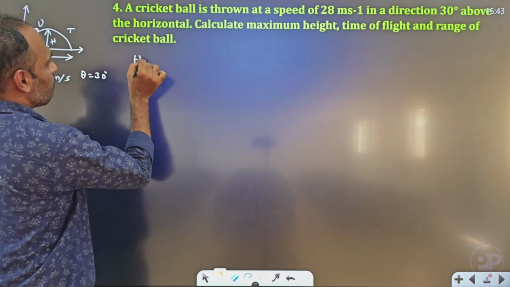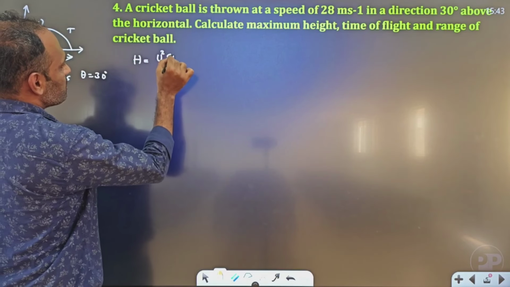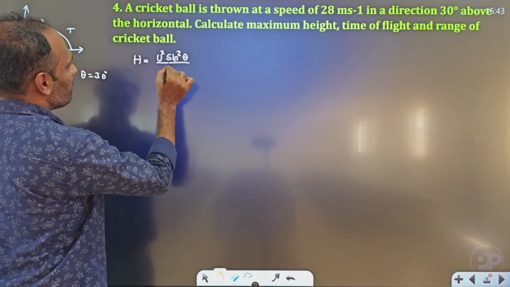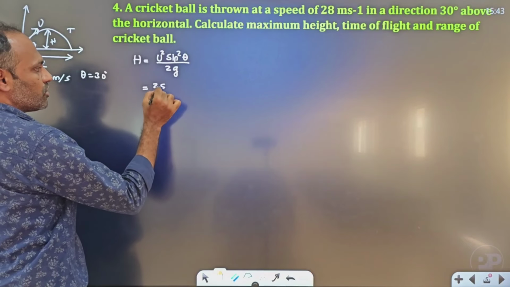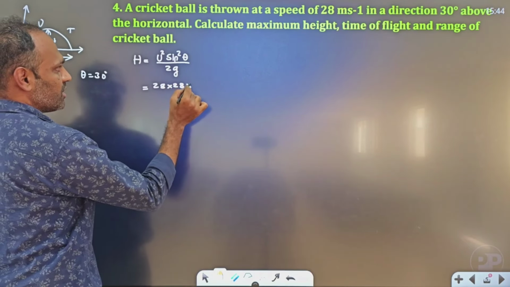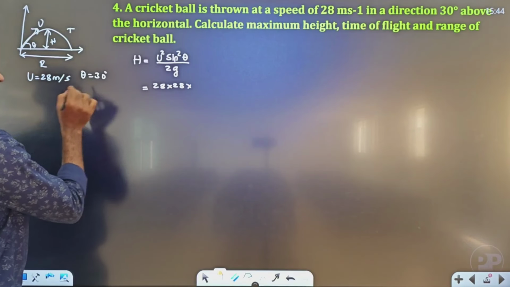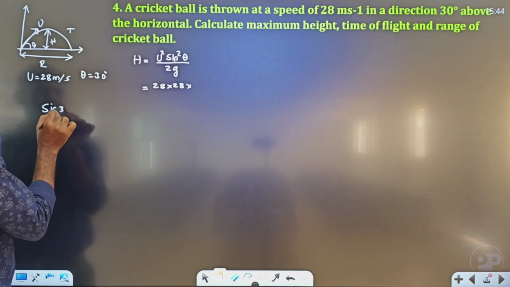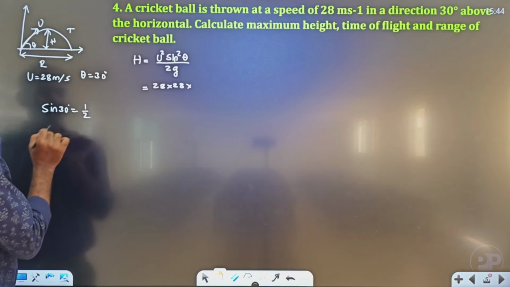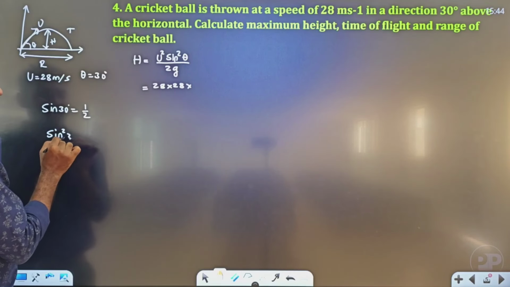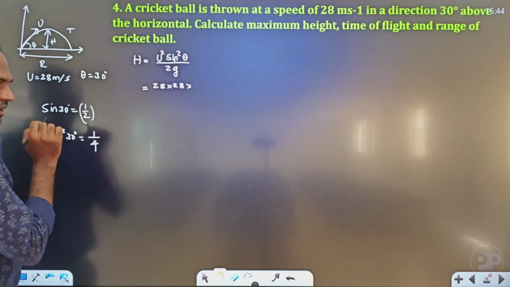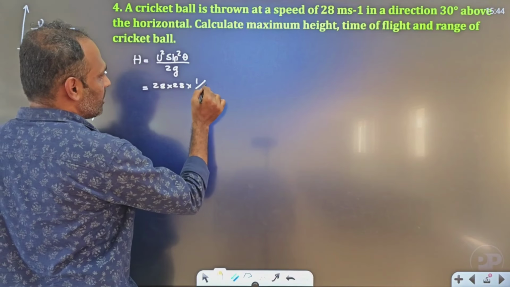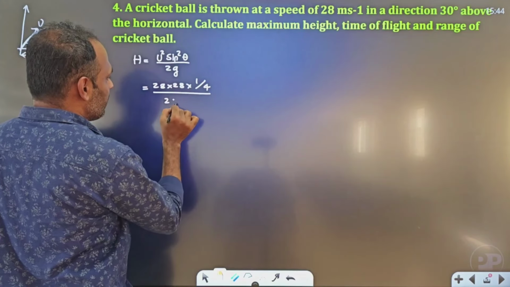So for maximum height, the formula is u square sin square theta divided by 2g. U square, u is 28, so I write 28 into 28. Sin square theta: sin 30 degree is 1 by 2. So sin square 30 degree means we have to square it, so it will be 1 divided by 4. So I take 1 divided by 4, divided by 2 into g.